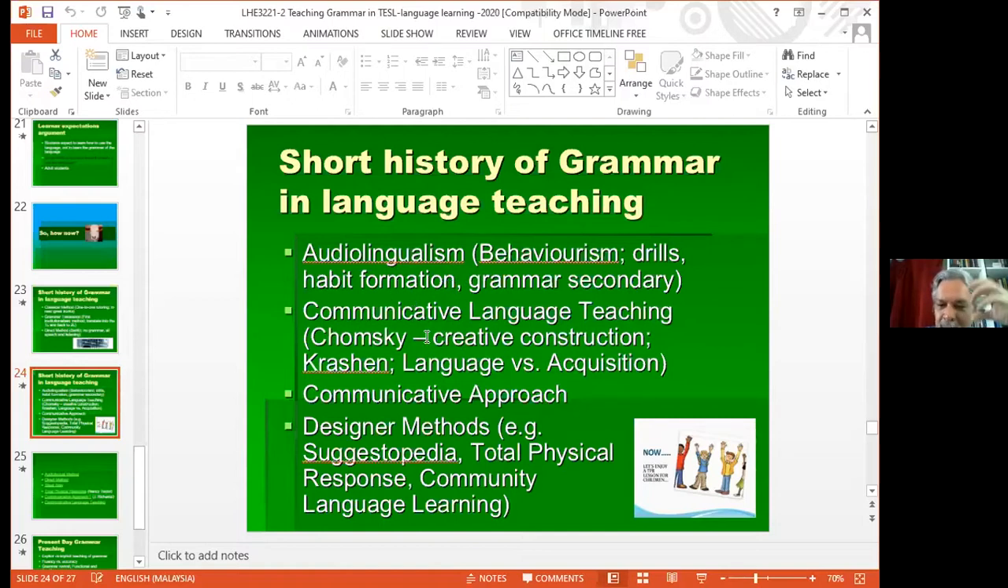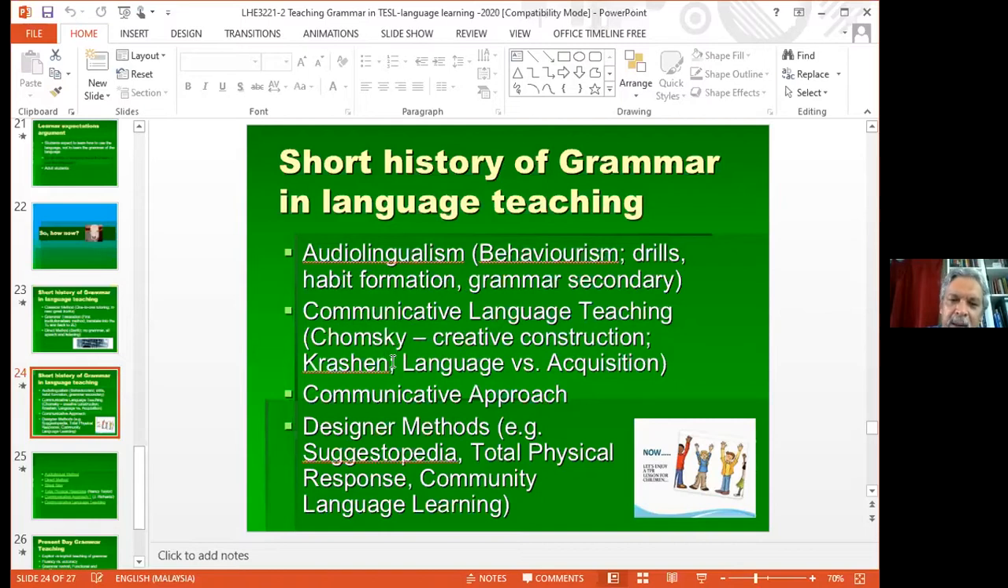Okay, but Chomsky is taking a different perspective. He's saying that each human has this ability to create language that he or she has never heard of before. So he's got this innate ability to do so. Okay, so that's what Chomsky suggests. Creative construction as opposed to formation. These things we will also revisit as we go along, in the next presentations and so on.